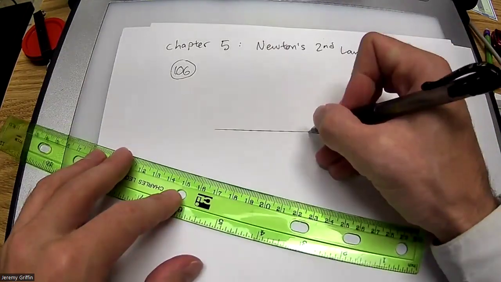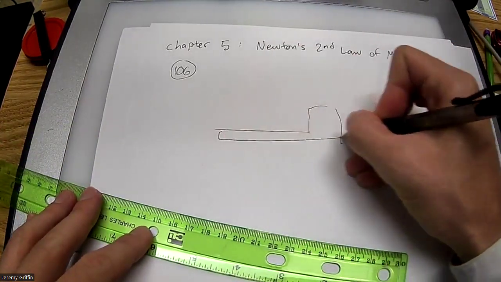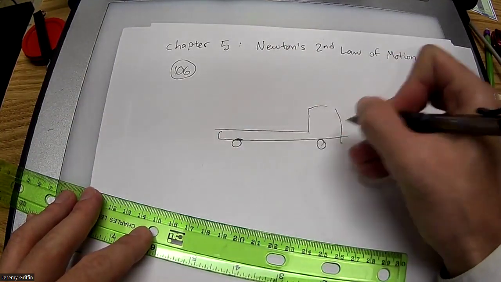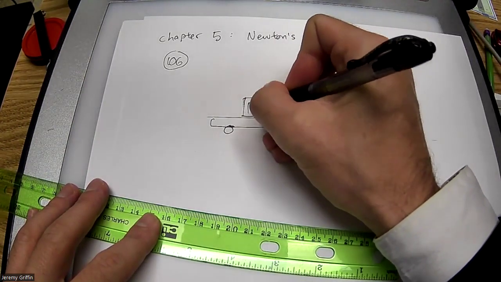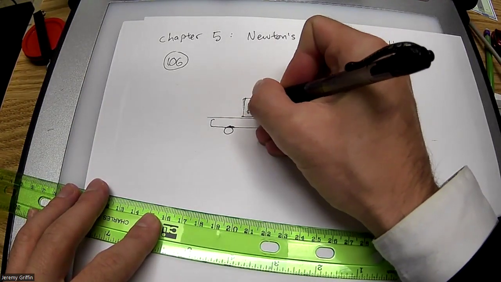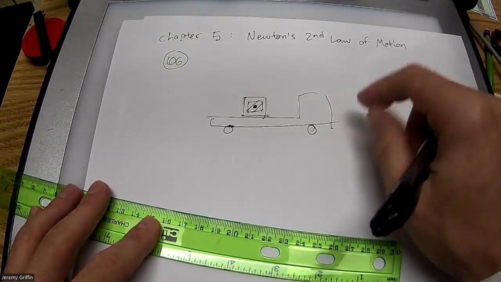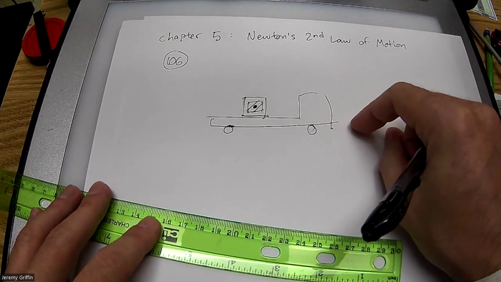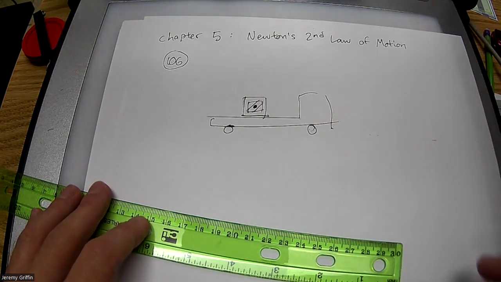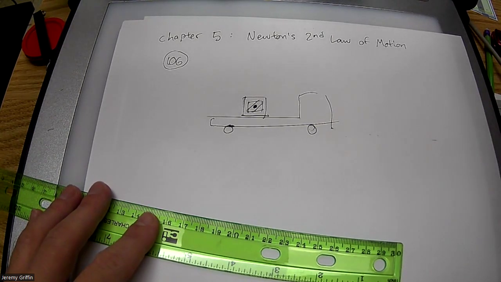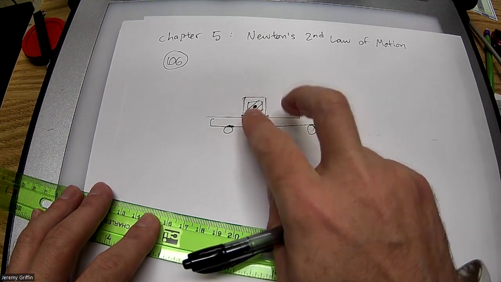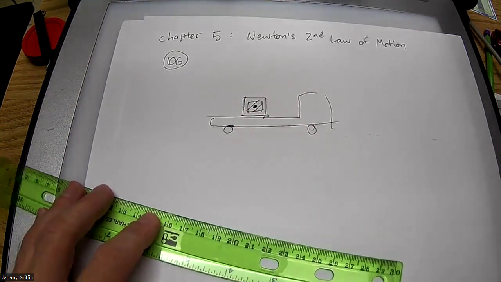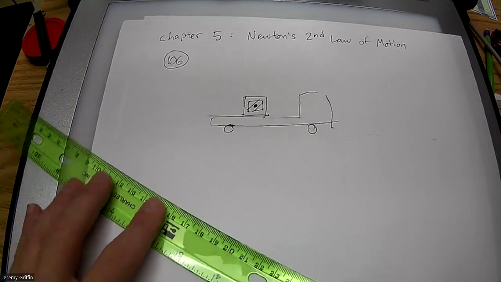So here could be a flatbed truck, something like this. Got some wheels on it. It's not a very good truck. Whatever. We got a crate. Got a center of mass. Now the truck is, they said, accelerating forward. So maybe it's moving forward, speeding up. That's one way to accelerate forward. And if that crate is at rest relative to the truck, just sitting in the flatbed, that means relative to the rest of the world, it's also accelerating forward.